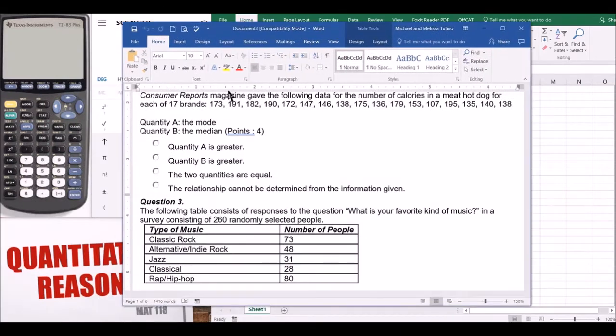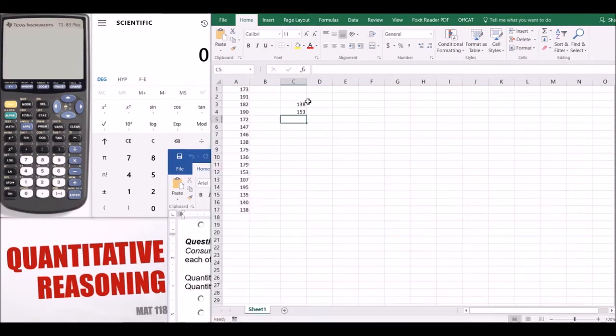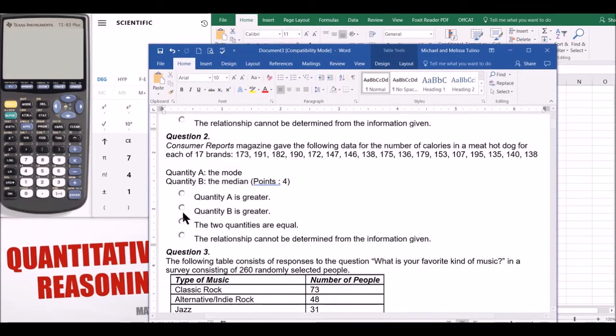All right, so we have this report, Consumer Reports 17 brands of hot dogs. Input these numbers into Excel. Mode, median. Which one is larger? Here, mode 138, median 153. Okay, so the median is greater.